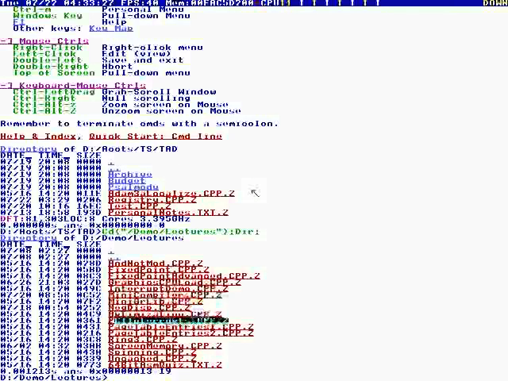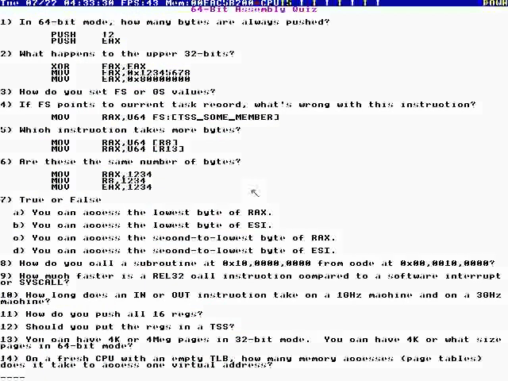Anyway, here's my 64-bit assembly quiz. I made a 64-bit compiler. So push 12 in 64-bit mode, how many bytes are always pushed? If you say push the integer constant 12, 64 bits are pushed. If you say push EAX, it pushes both the low 32 and the high 32. It always pushes 64 bits.